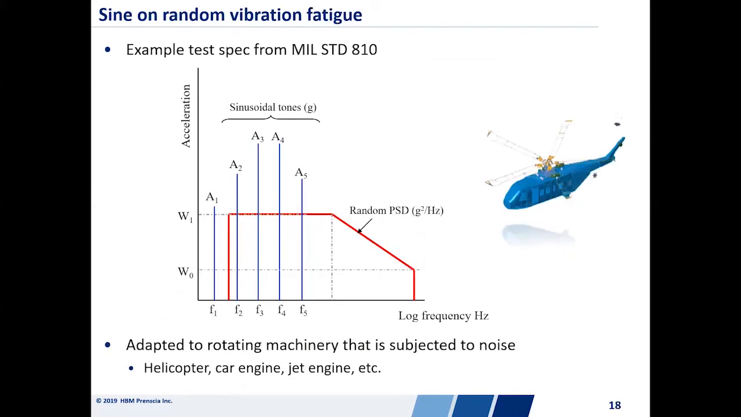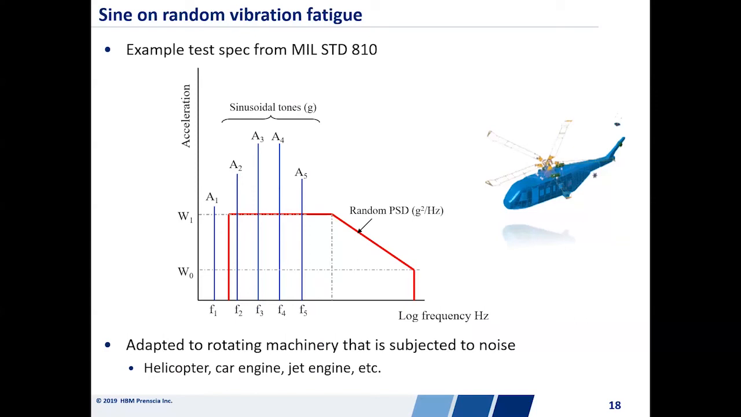Now, the third case is a combination of the first two. We are looking now at sine-on-random vibration fatigue. A common example of this might be a test spec from the MIL-810 handbook. And what we can see in the plot below is that we have in red a random PSD, so that is representing all the noise that our part might be subjected to. And then also we have a number of blue lines on the plot that are showing us when we might have some sine tones.